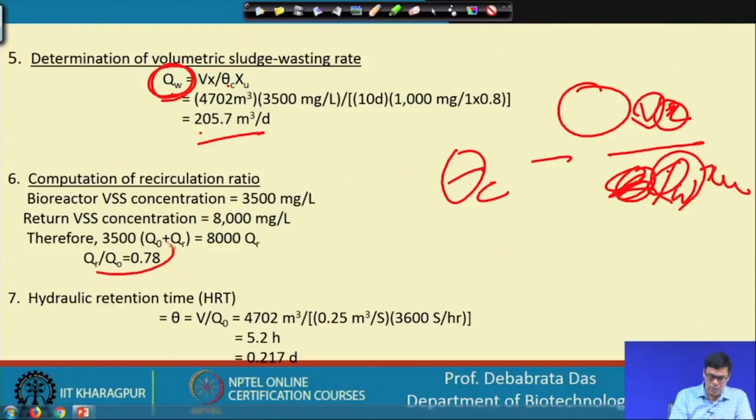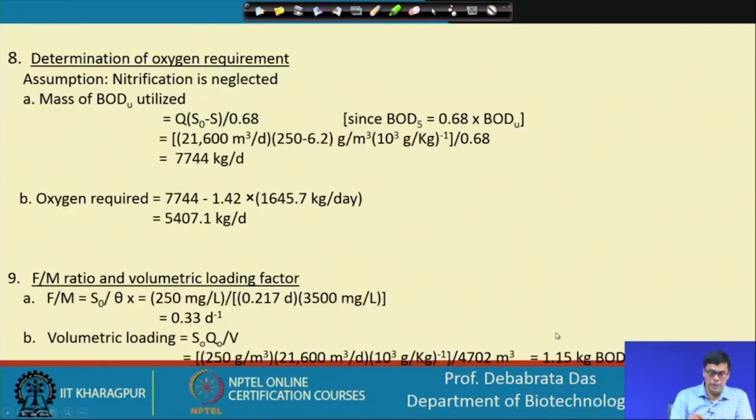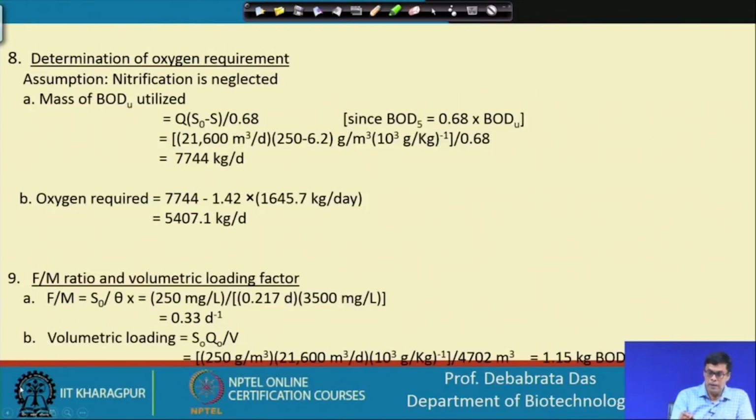Similarly, we can find out the recycle ratio, Q out by Q 0, and the hydraulic retention time, V by Q 0, we can calculate. Then, the most important thing is that we shall have to find out how much oxygen is required. How can you find out the oxygen required? First you find out how much substrate has been utilized.